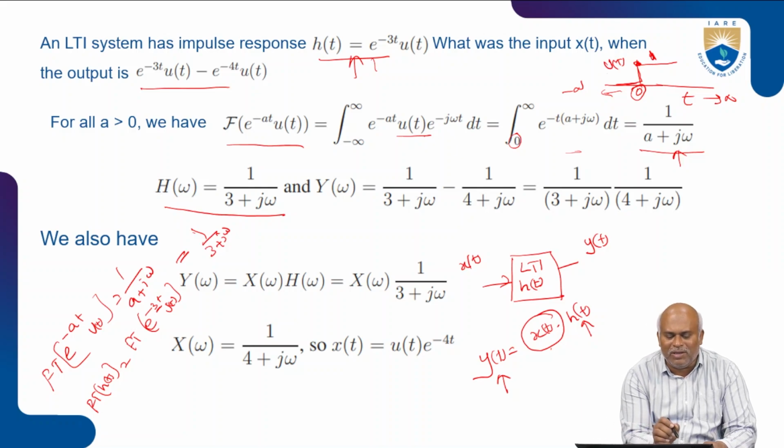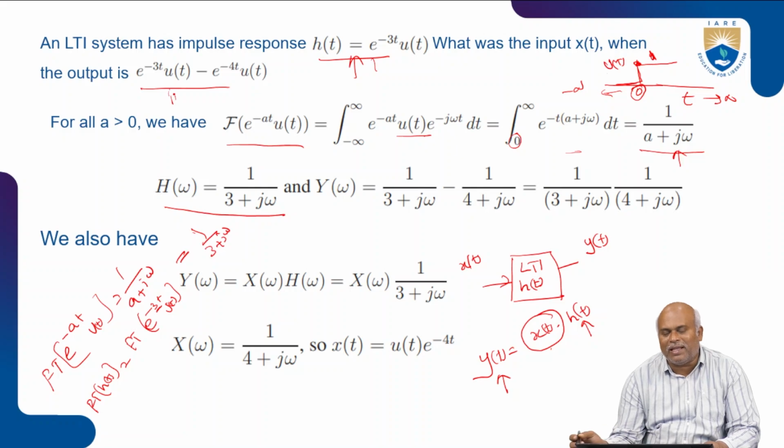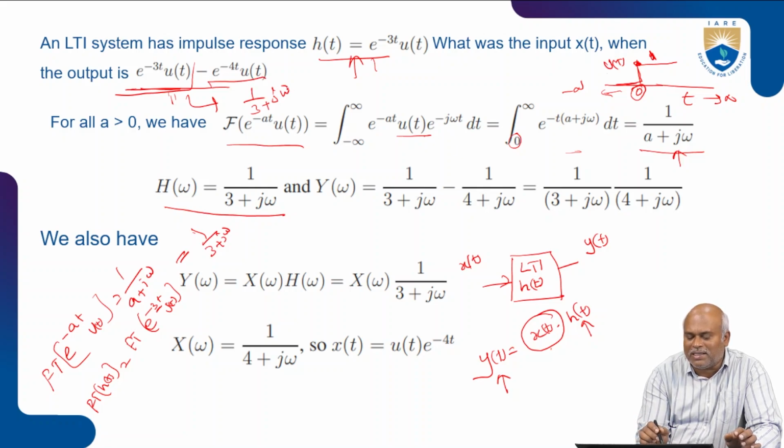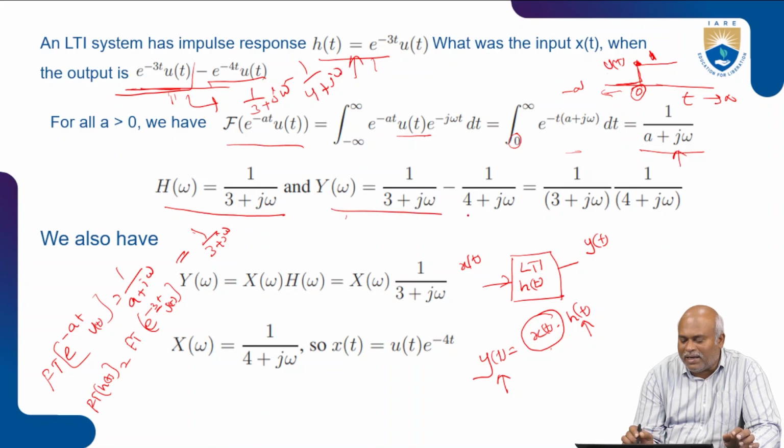At the same time, you take the Fourier transform of the output response as well. If you take the Fourier transform of this portion of the output, it is 1 by 3 plus j omega, minus 1 by 4 plus j omega. Here I write it.